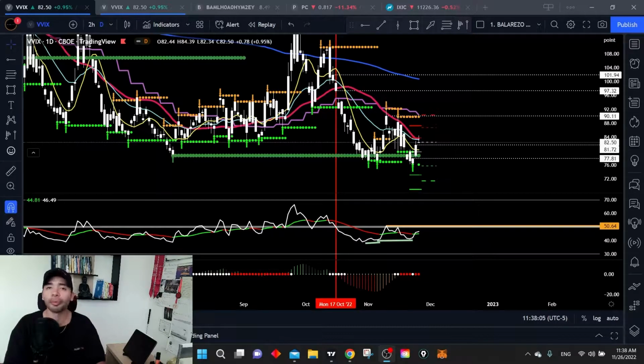Remember that next week is going to be a very important week since we have the beginning of December. We're probably going to see a lot of volume coming into the market given that we have the last trading days for the month of November and also the first trading days for the month of December. So I think it's going to be a pretty important week.